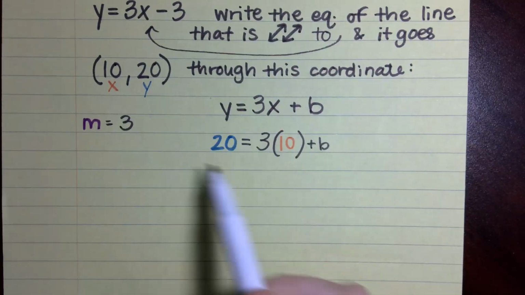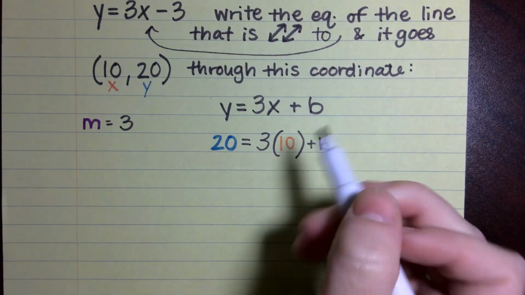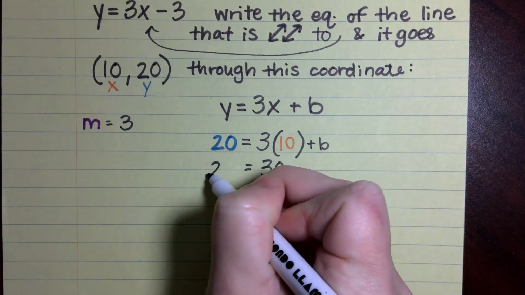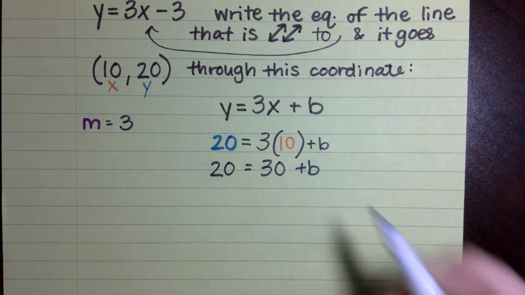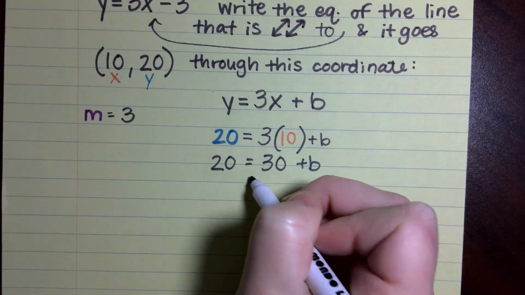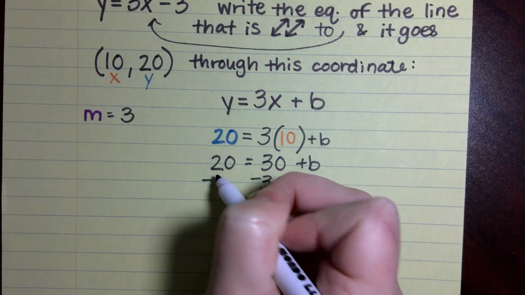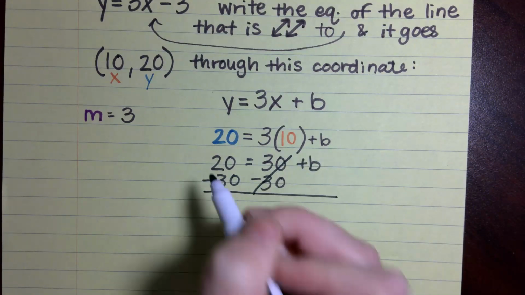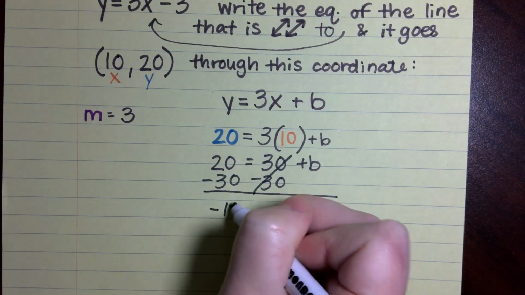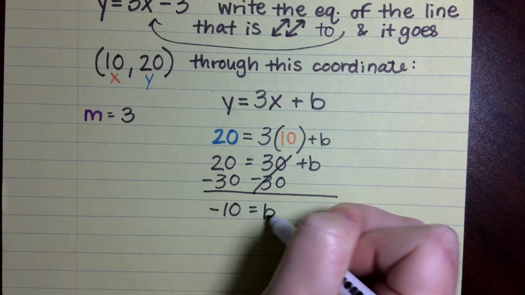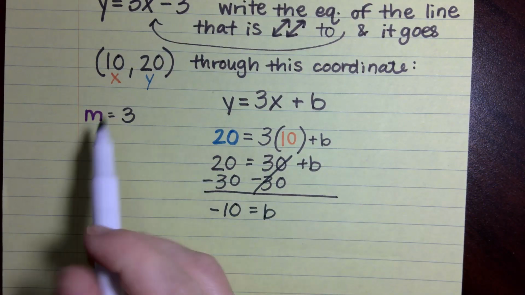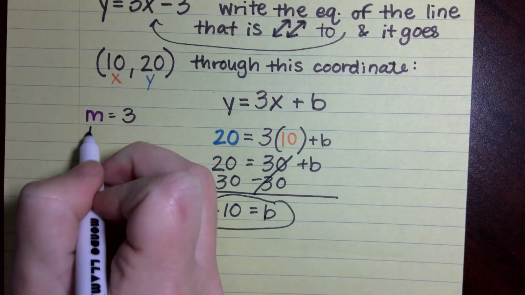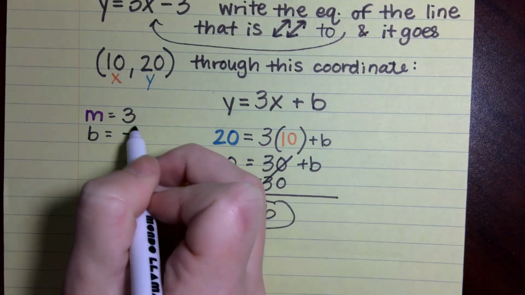Okay, how do we solve this? 3 times 10 is 30. We bring everything down. Now what? Subtract 30. Good, subtract 30. And my 30's cancel. 20 minus 30 is negative 10. Negative 10 equals b. So step 1, we found m. Step 2, solve for b. We just did it, guys. We know that b is negative 10.